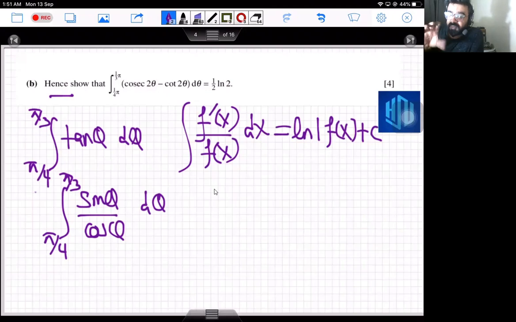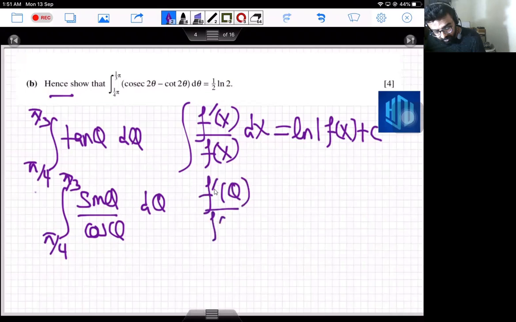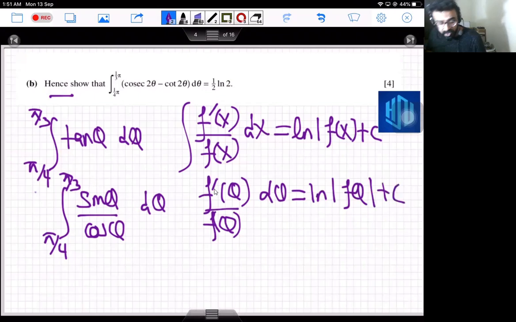But if the fraction is not in this form and you just have to adjust a constant term in order to achieve this form, you can actually adjust the constant terms and integrate it this way. So in this case, f dash theta over f theta, if I integrate it with respect to theta, I'll get ln f theta plus c, and in this case you have a definite integral, so no need to add a constant term.